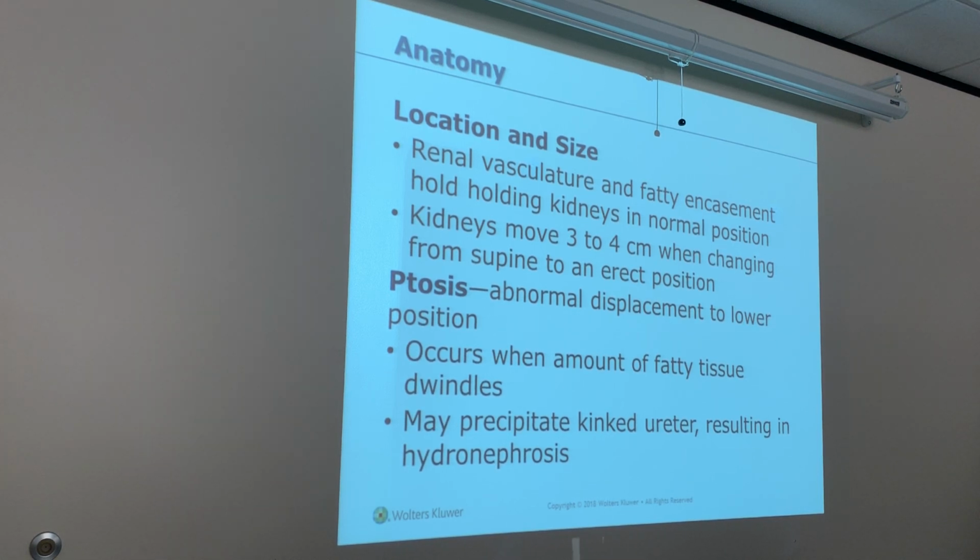Ptosis, I don't have the slightest idea what that is. I never even heard of it until I opened up this book. It happens when the fatty tissue around your kidney dwindles, and that can cause a kinking of the ureter. If your ureter kinks, it's going to back up the urine, and then you're going to have hydronephrosis.